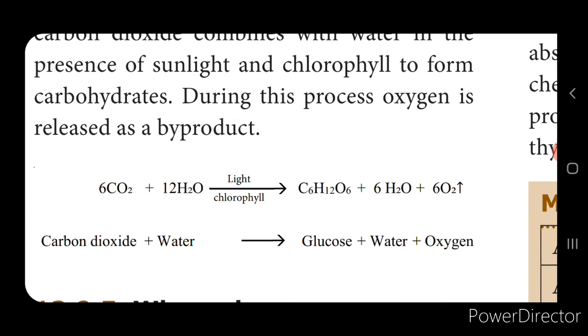Now what does this primary pigment, chlorophyll, do? It traps the solar energy and converts it into chemical energy, right? So the conversion of solar energy into chemical energy is done by the primary pigment, chlorophyll A. And the accessory pigments, chlorophyll B and carotenoid, absorb this energy and are involved in the photosynthesis process.